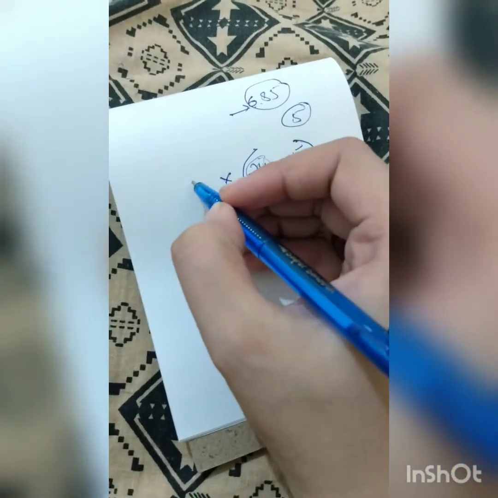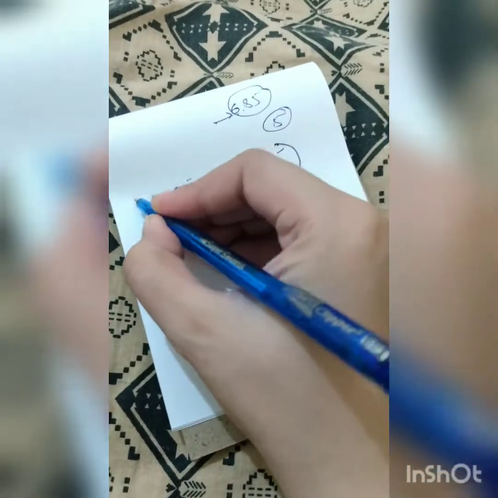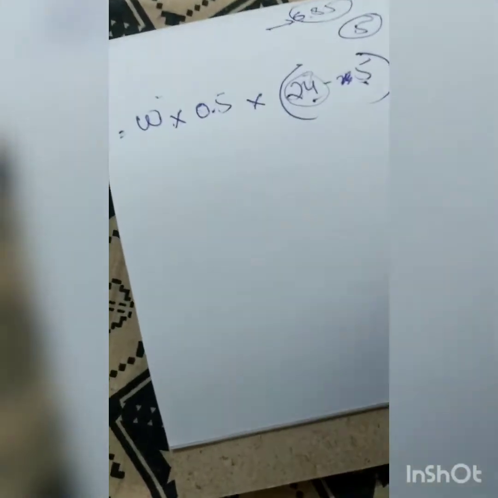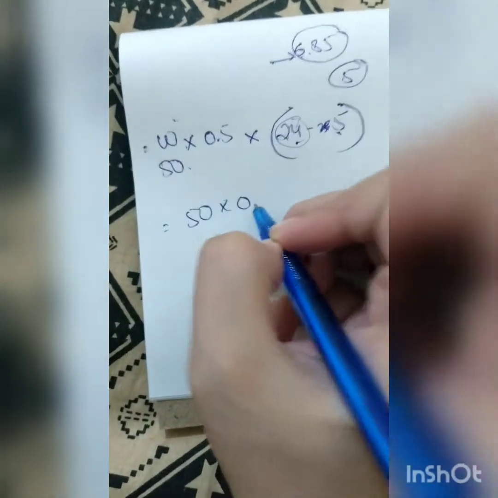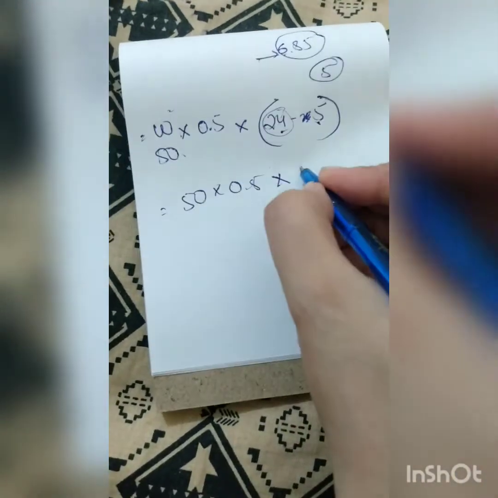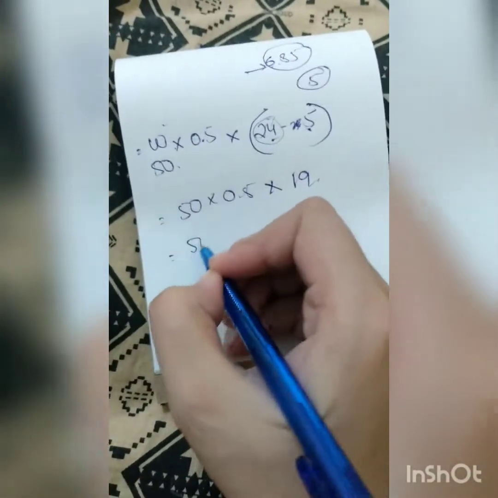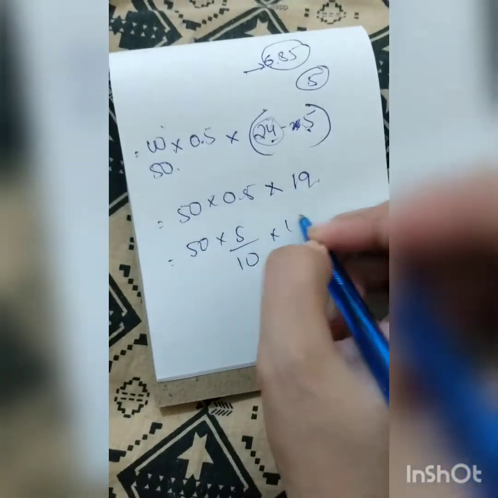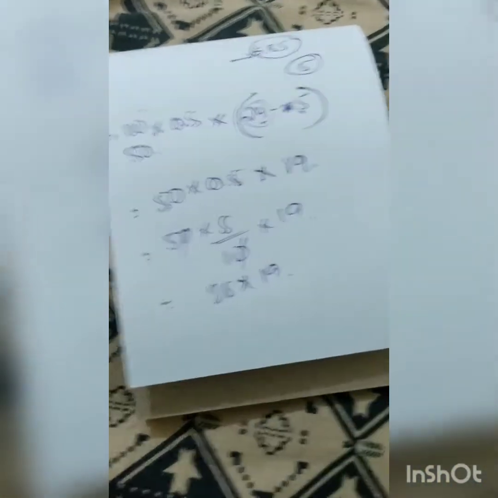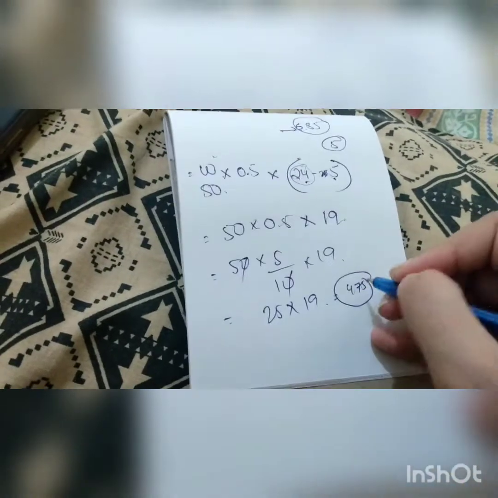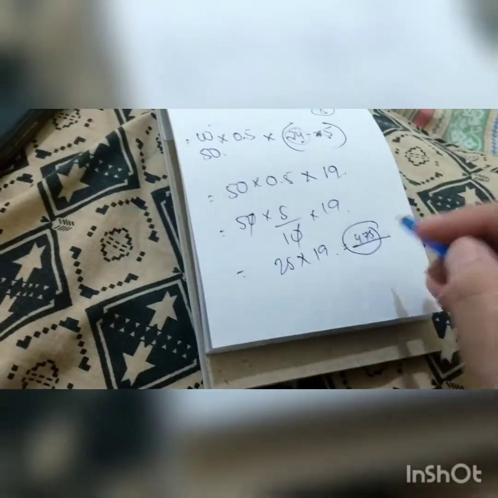And then we multiply this with 0.5, and we multiply this with the body weight. And then we calculate the value. So let's say the patient is 50 kgs. That would be 50 into 0.5 into 19, so 25 into 19, which gives 475. So 475 is the value in milliequivalents.